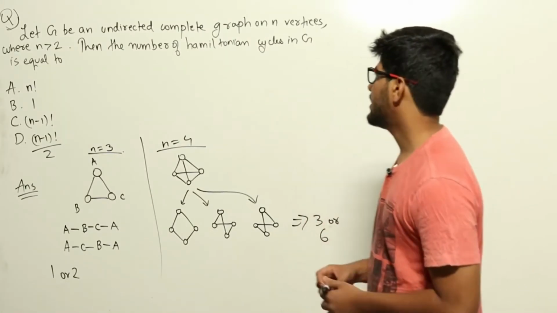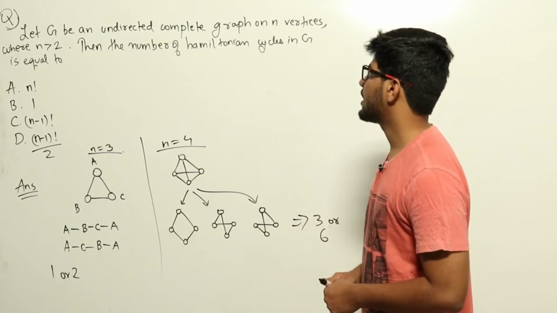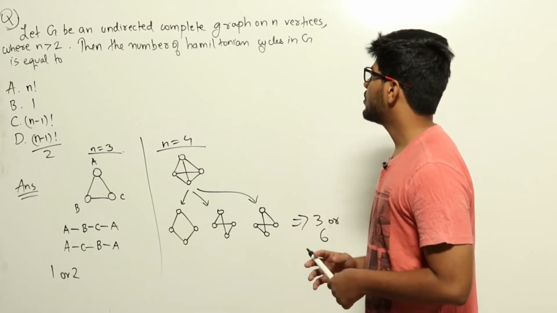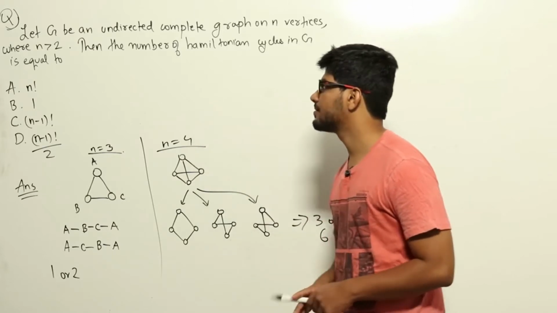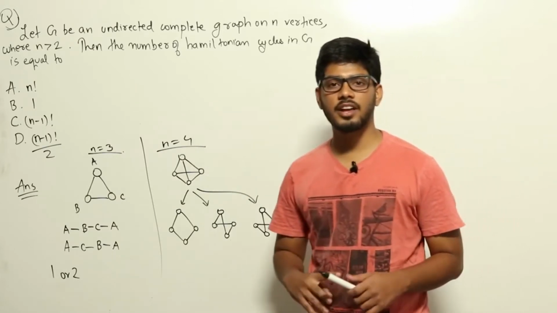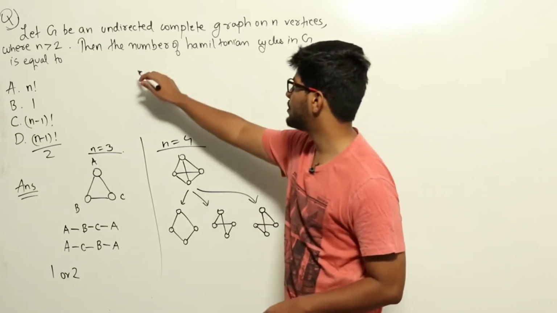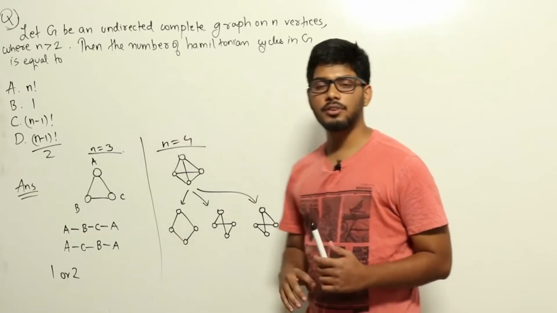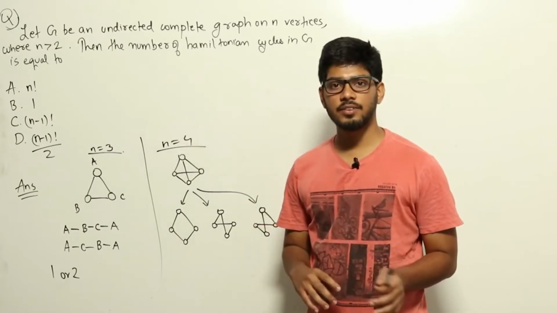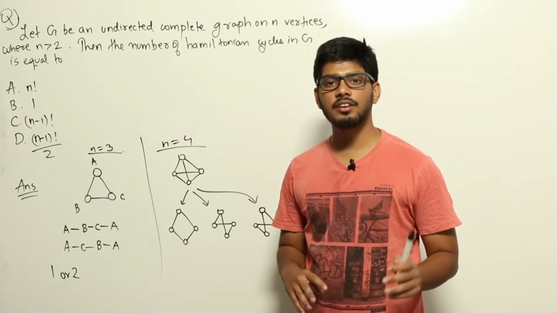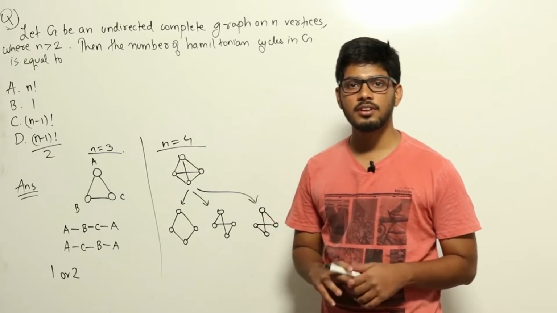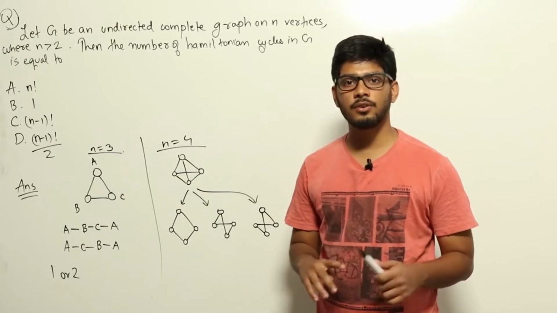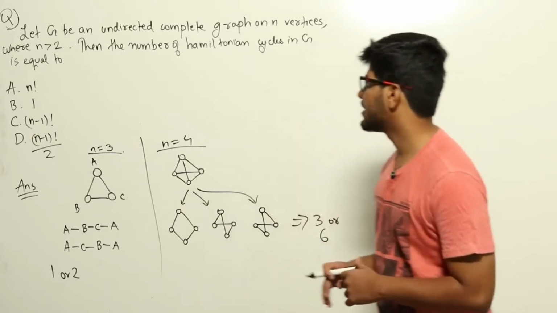Let G be an undirected complete graph on n vertices where n is greater than 2. Then the number of Hamiltonian cycles in G is equal to, four options are given here. So this is a question coming from graph theory. Here they are asking us about Hamiltonian cycles. A Hamiltonian cycle is a cycle such that we start from one node in a graph and we visit every node in the graph and then we come back to the same node.